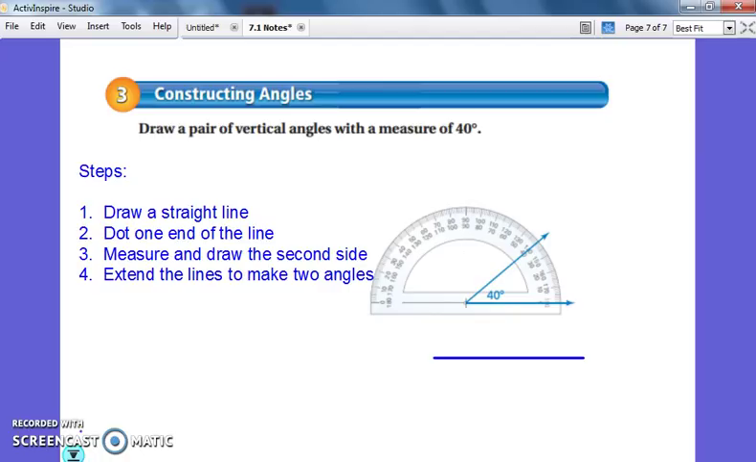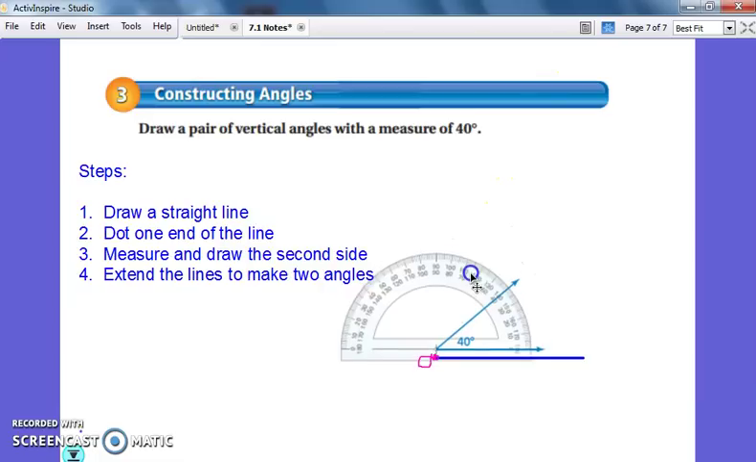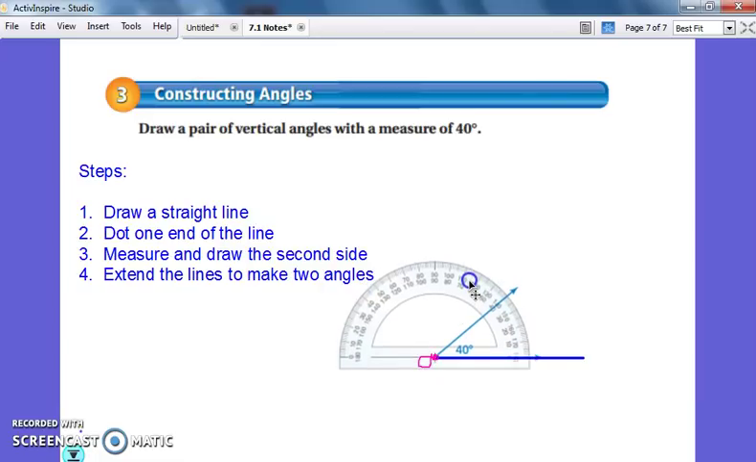So let me dot the line just like what my steps say. I'll put a dot here. Okay, I'm going to move my protractor to the dot. So put the T there. And then I count from this horizontal line, 10, 20, 30, 40. There's my 40 degrees. Okay, so now I'm going to put another dot at the end here, just to mark it so I know where to extend.